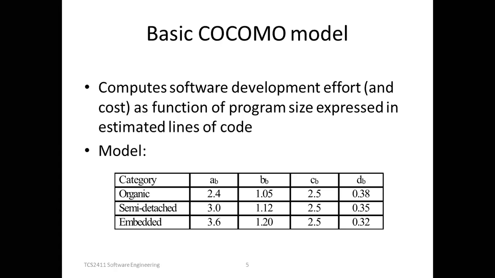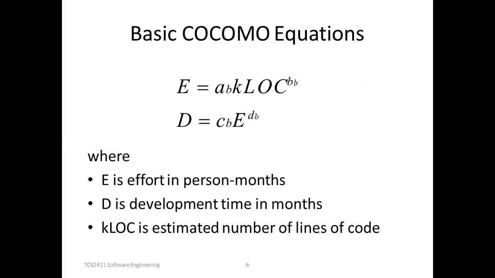So here you can see on the screen they have defined some parameters. For organic they have a_b, b_b, c_b, d_b. What do these a_b, b_b, c_b and d_b mean? For calculating the effort in the COCOMO model, E defines the effort and D defines the development time. For finding E, you have a_b times KLOC raised to the power b_b.